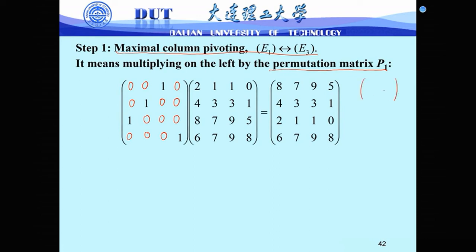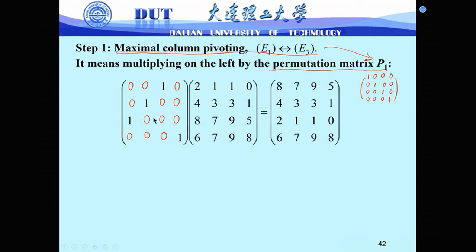So what is P1? Start from the identity matrix: 1000, 0100, 0010, 0001. This is the identity matrix, right? Now we just interchange the first row with the third row. The first row, 1000, moves to the third row, and the third row, 0010, moves to the first row. Then we obtain P1. That means P1 is obtained by applying the same interchange of the first and third rows to the identity matrix. We don't change the second row and the fourth row: 0100 and 0001.